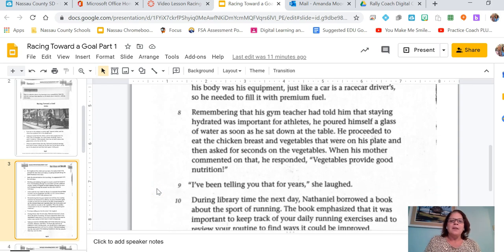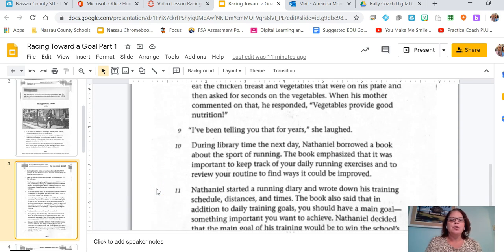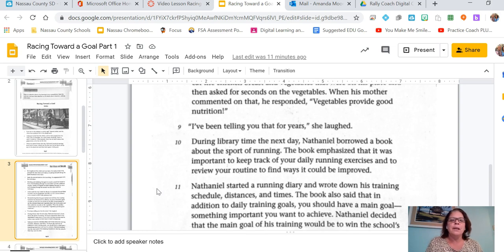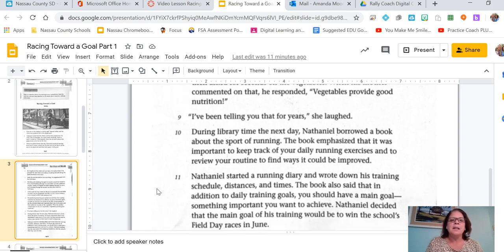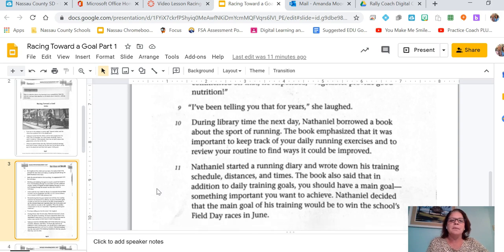"I've been telling you that for years," she laughed. During library time the next day, Nathaniel borrowed a book about the sport of running. The book emphasized that it was important to keep track of your daily running exercises and to review your routine to find ways it could be improved. Nathaniel started running a running diary and wrote down his training schedule, distances, and times.